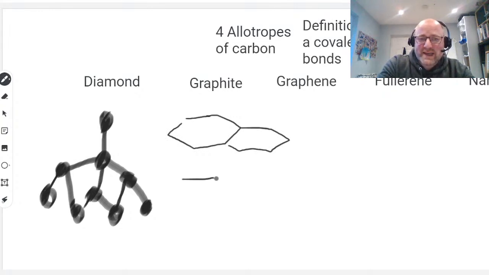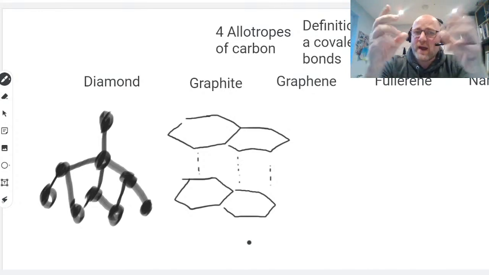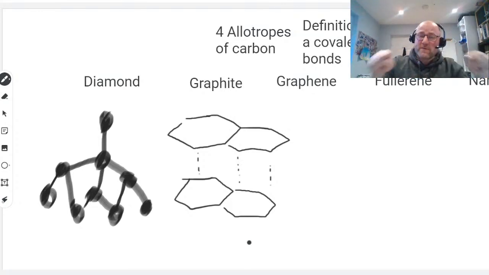And graphite is in layers. And in between the layers, it has weak intermolecular forces. There's no covalent bond here, unlike for diamond. For graphite, weak intermolecular forces. Carbon has four electrons in the outer shell, and with graphite, three of them are bonded in covalent bonds, and one electron is hanging loose.